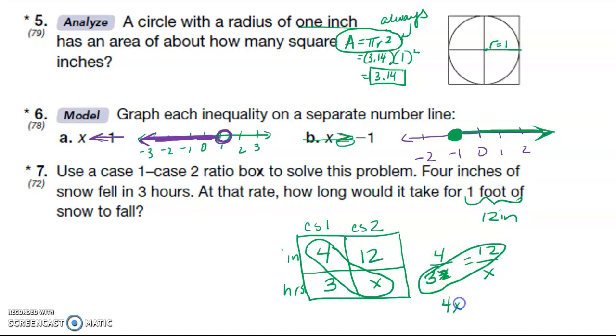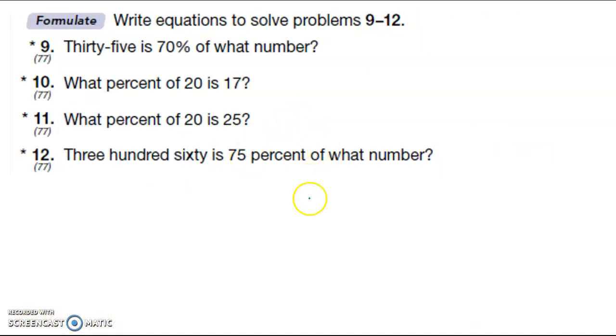So we have 4x is equal to 36. So it would take 9 hours. Alright, go ahead and pause the video and try to do these on your own on a sheet of paper or something, and then come back and see if you've got them right, okay? So you can pause it right now.